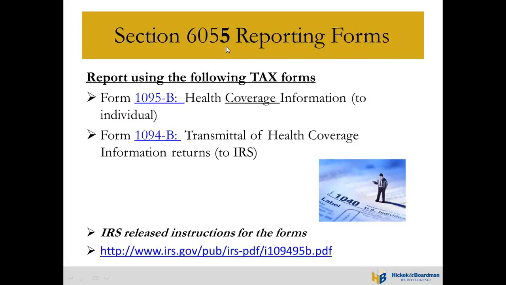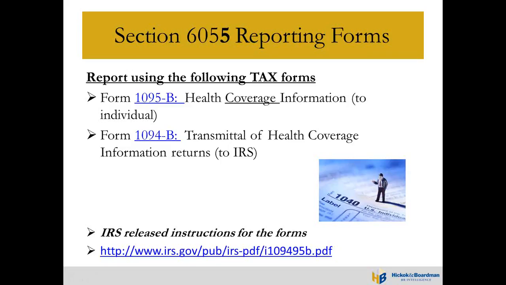The forms that are being used to report this information are these tax forms. 1095B goes to the individuals that are covered, the policy holder. And the 1094B form is the one that goes to the IRS. And the IRS just recently released the instructions. Now, these just came out either today or yesterday.